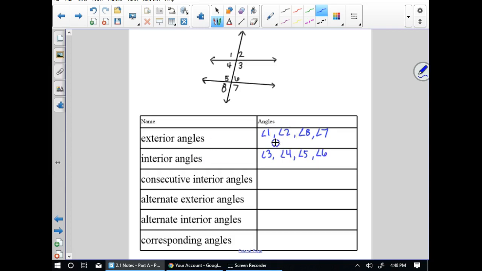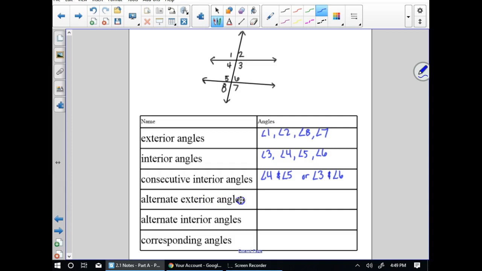And the symbol that I'm using here is the symbol for an angle. Now, consecutive interior angles, that word consecutive means on the same side. So, for example, angle 4 and angle 5 are consecutive interior angles. They're both interior angles, and they're on the same side of the transversal. Or, I could use angle 3 and angle 6.